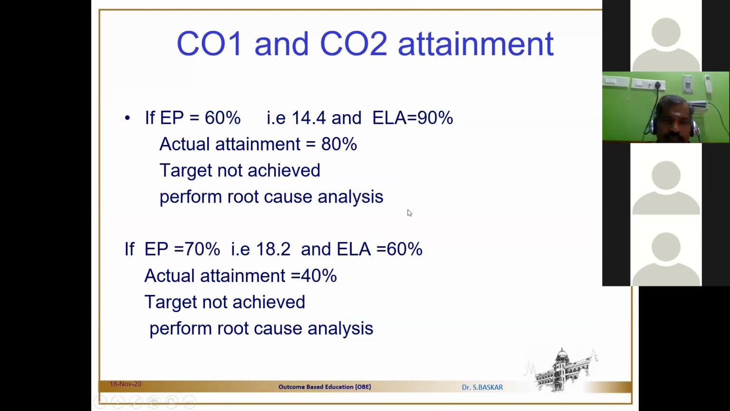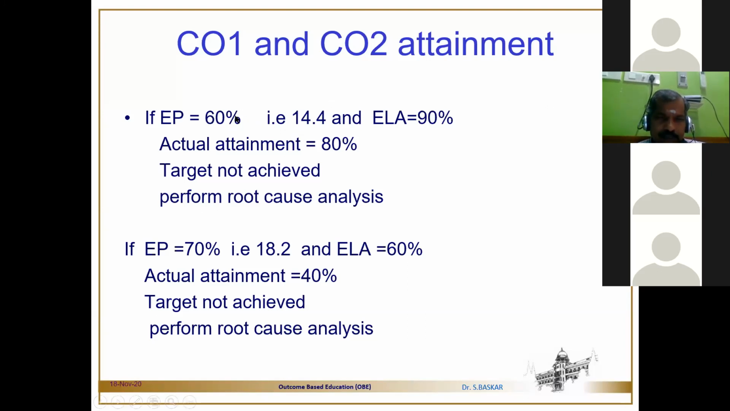Now we are going to calculate CO1 and CO2 attainment from the table discussed above. For that, we need to assume two targets. For the time being, let us assume that we are fixing the targets. Maybe after understanding the CO calculation, I will explain how the targets are automatically calculated. Let us assume that the expected proficiency level for CO1 is 60% and the expected level of attainment is 90%.